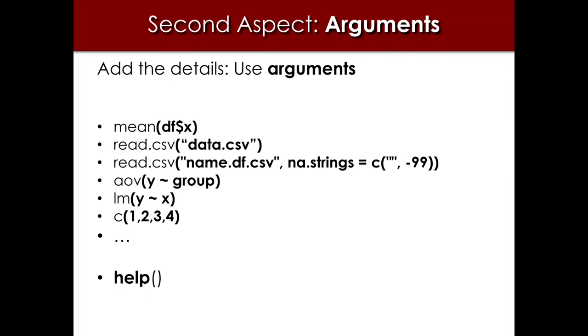And so we can always use the help function. So we just use help, and then in the brackets we include the name of the function. And then in RStudio a new window pops up where we can find additional information.